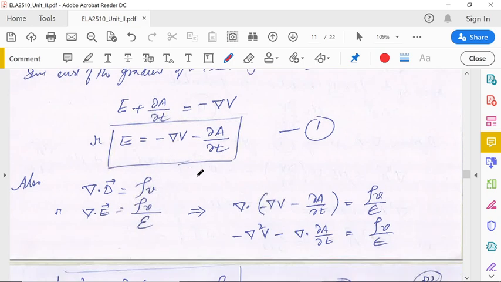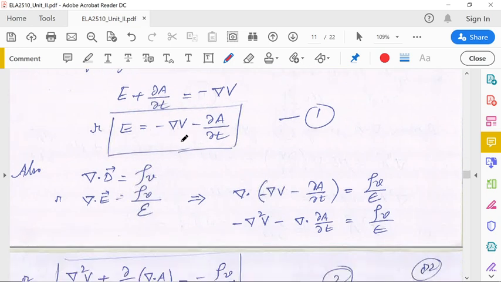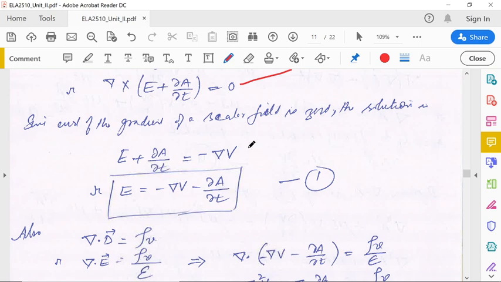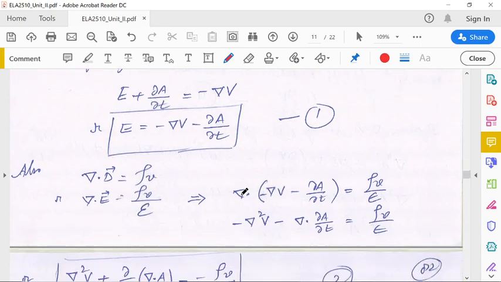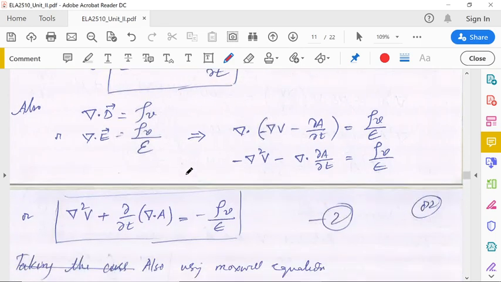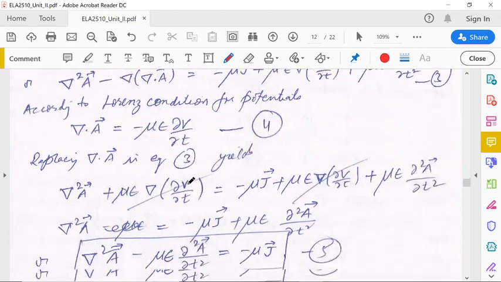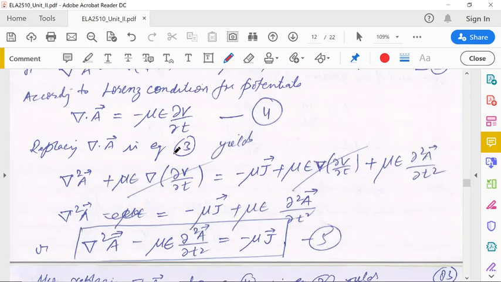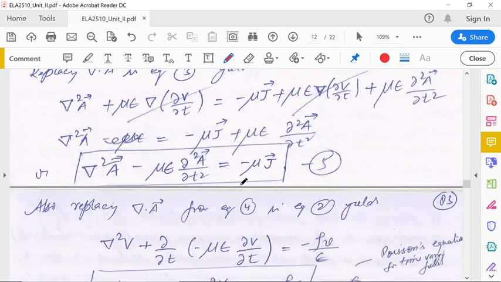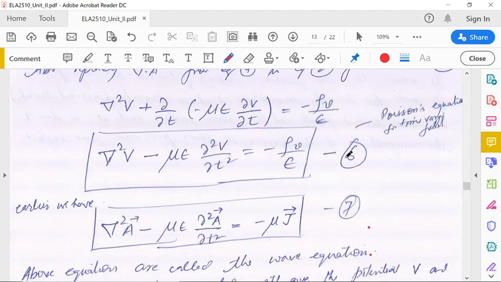So finally, when we rewrite these equations, replace one equation in another, and apply some theorems and identities, we will reach this point. I am skipping all these derivations, you can see them yourself. So finally what we get are two differential equations: one differential equation in V, another differential equation in A.